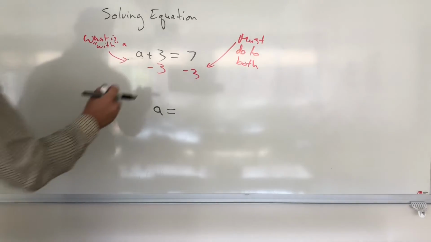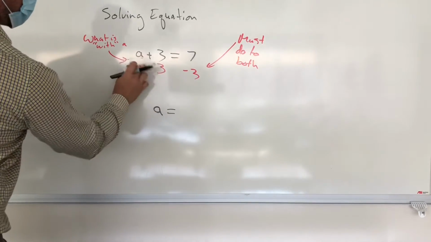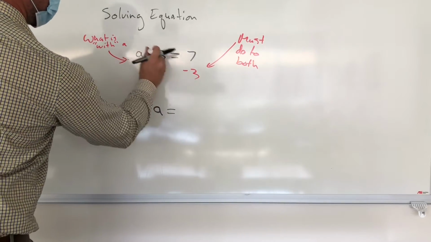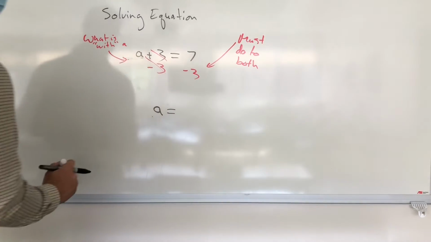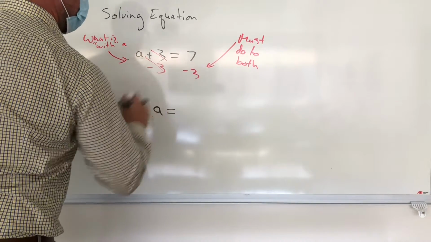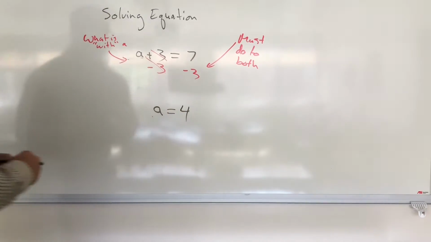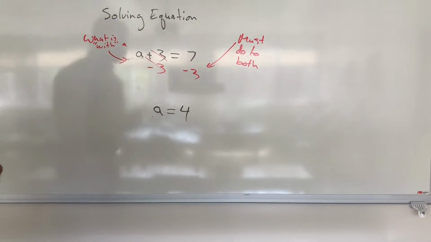And now I'll say, okay, wait a second. On this left-hand side here, I have A plus 3 minus 3. Those cancel, and now I just have A. And on this side, I have 7 minus 3, or 4. Now, that equation is solved.